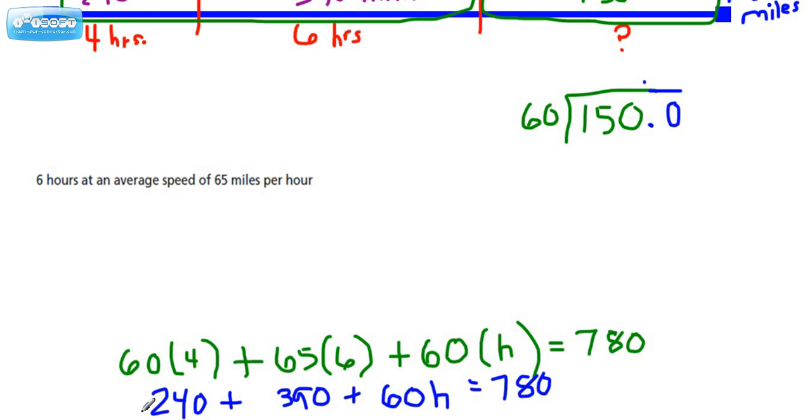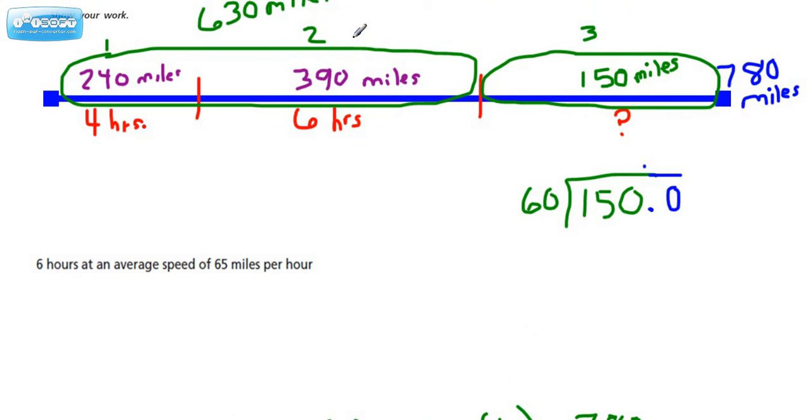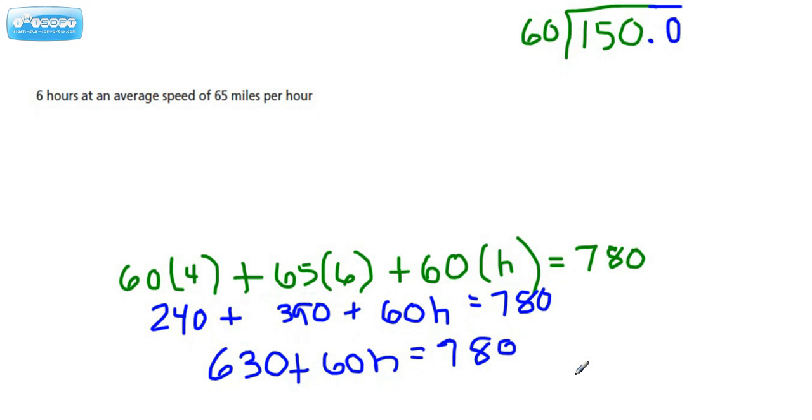Combine these two things right here and get 630, which we already had up here, by the way, plus 60h equals 780, right? So just finish up that equation, and you'll also get the answer that way.